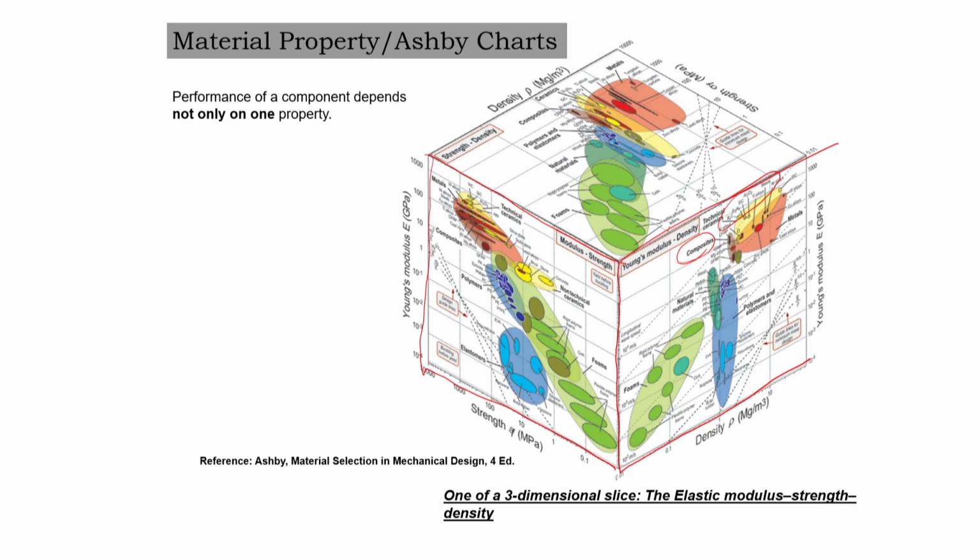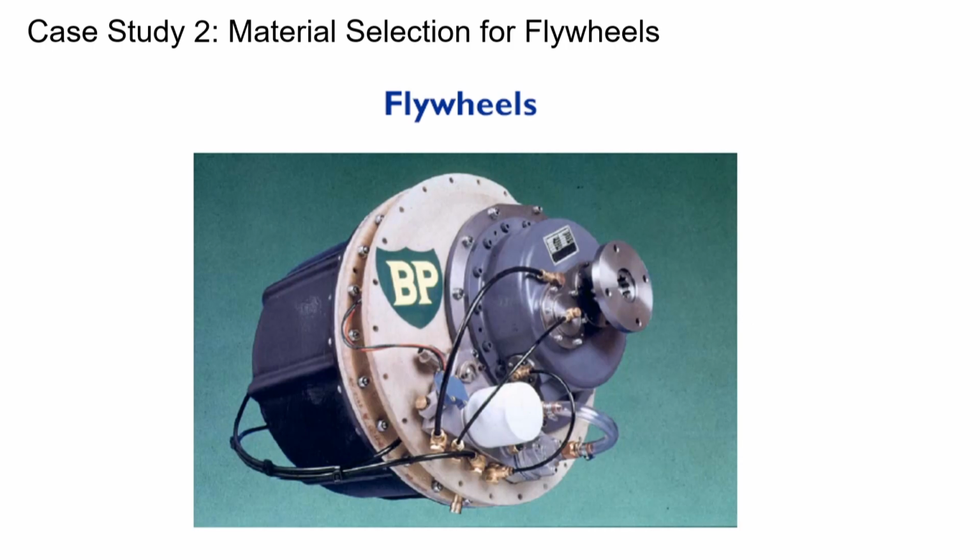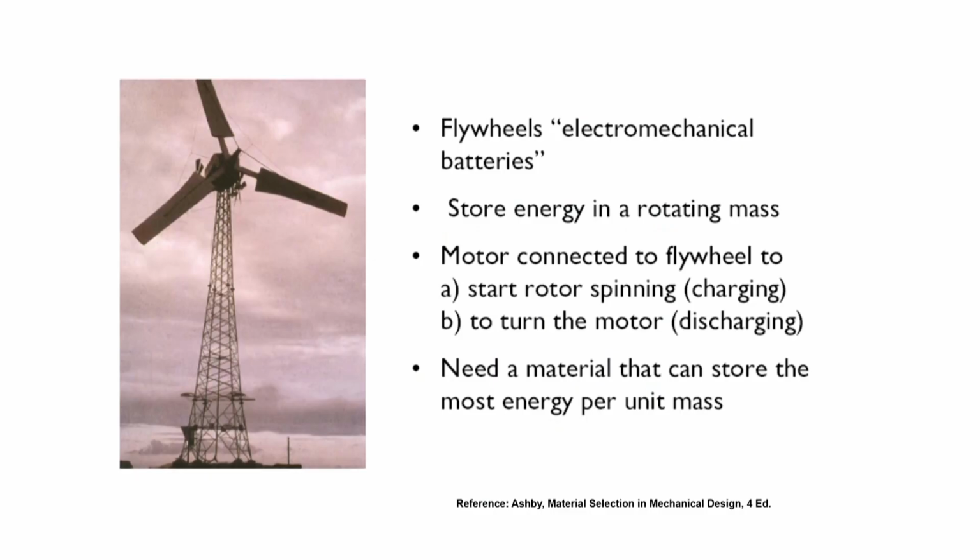Now, let us quickly look into another example. This is the example of a flywheel. You know, flywheels are utilized for storage of kinetic energy. So, flywheels are like electromechanical batteries for us. So, store energy in a rotating mass. So, a motor connected to the flywheel will start the rotor spinning, that is, we can say it is charging, and when it is spinning and then the wind has picked up, then it will turn the motor, and that is the discharging part of it.